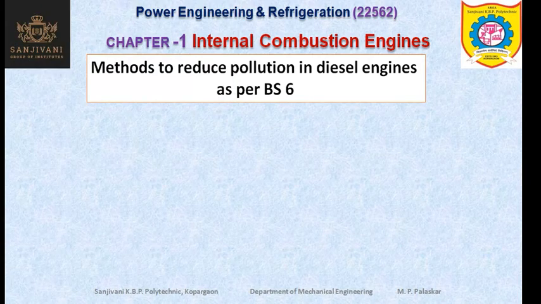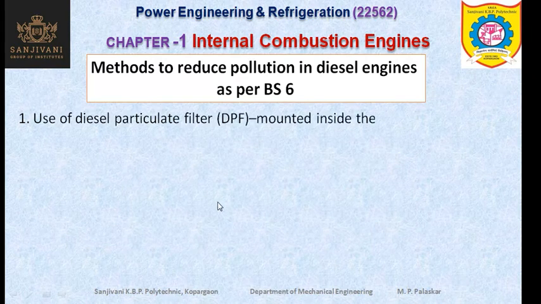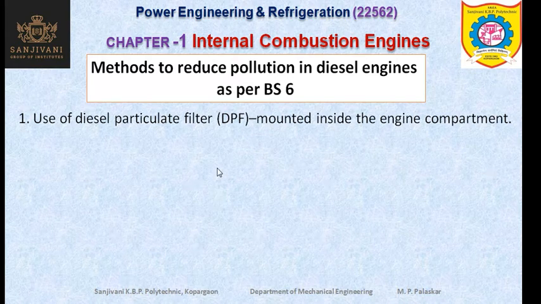And now let us study a few methods to reduce the pollution in diesel engines as per BS6 norms. We can use the diesel particulate filter to separate the diesel particulates from the exhaust gases. These diesel particulates are harmful, and therefore they should be separated, and we can use the filters, that is the diesel particulate filters, which are mounted inside the engine compartment.